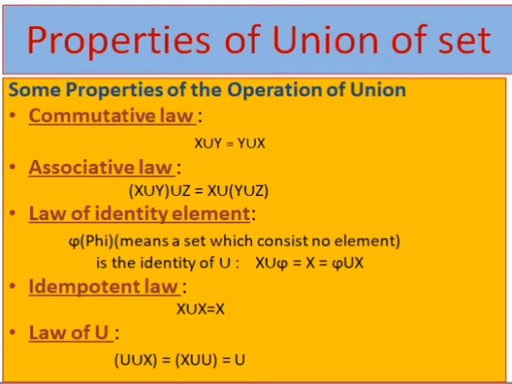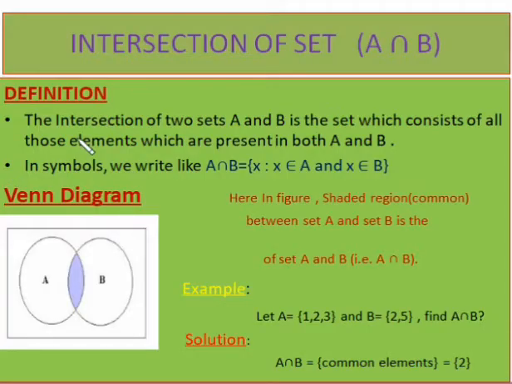Now the next operation is intersection of sets. What is its definition? The intersection of two sets A and B is the set which consists of all those elements which are present in both A and B, meaning only the common elements are considered. This is the sign of intersection. It means x belongs to A and x belongs to B. We consider only the common elements. This region is the intersection part of these two sets. This is the shaded region.